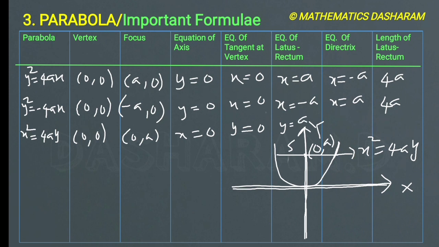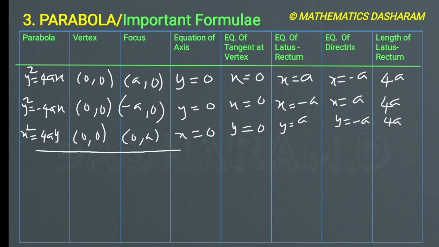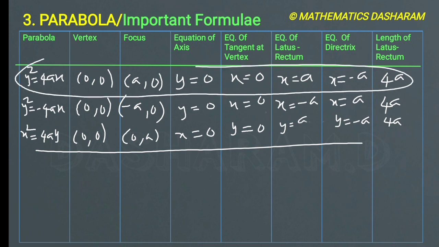Next, equation of a directrix. So here directrix will be on the negative direction of the y-axis. So that means fixed line. So then its equation is y equals to minus a, and length of a latus rectum. So length of a latus rectum is the same, no changes, it is 4a. So the simple way to remember all these: just interchange the x and y in the first case, then you will get these third case values.